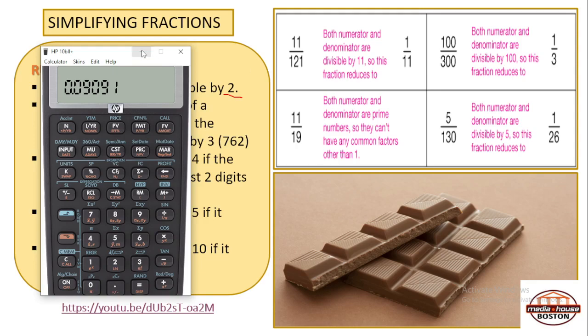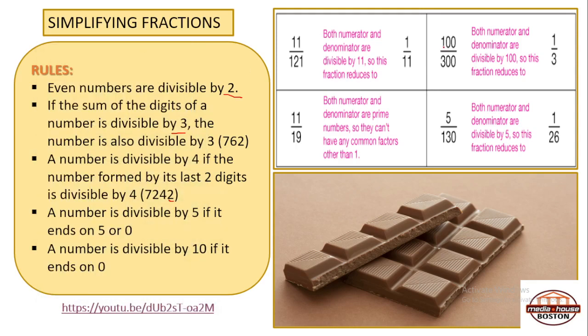And then again, we have got 100 divided by 300. The common factors for these are so many, because these numbers are in hundreds and their last digits are 00. So we can use 10 to divide and simplify, and once we get another one, it will still be simplifiable.